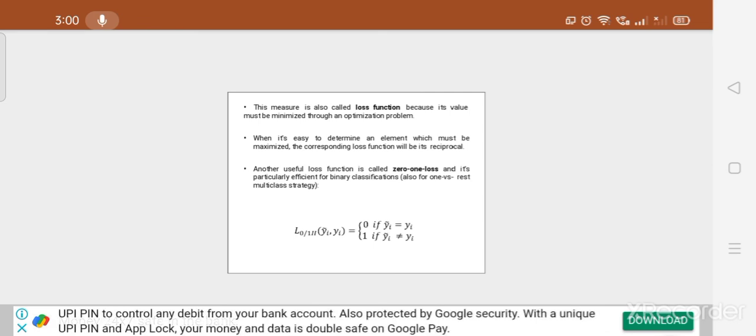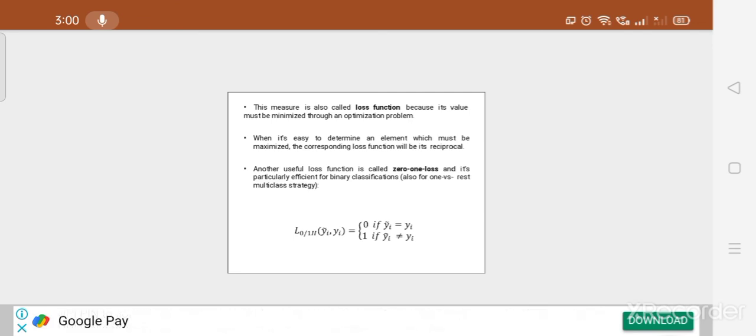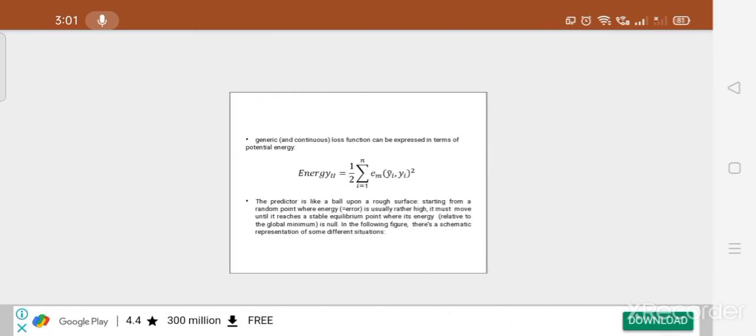Okay. Now another useful loss function is the 0-1 loss, and it's particularly efficient for binary classification. It is preferably used when binary classification is used. Binary means 0 and 1, that's why it is used at that time only. So 0 if yi bar equals yi, and 1 if yi bar is not equal to yi.